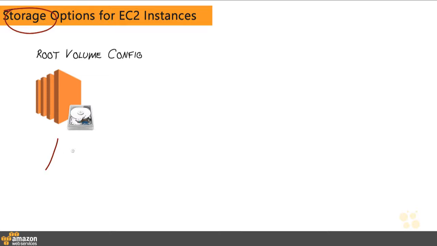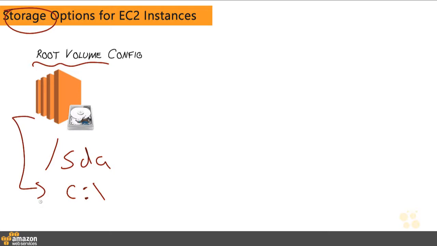This is the root volume, and it's called SDA in your Linux instances. Typically it's SDA. C:\ in your Windows instances, right? We call this the root volume, and you can store this root volume in one of two different ways with EC2 instances. These two different choices are chosen when you choose your AMI, your image.